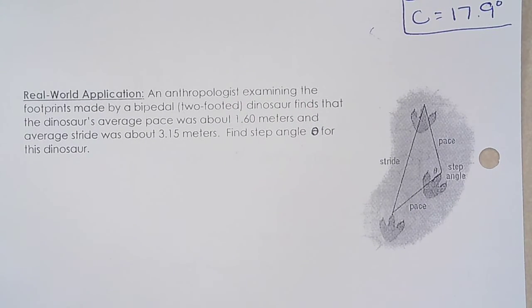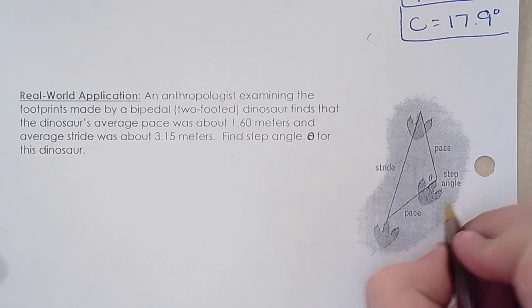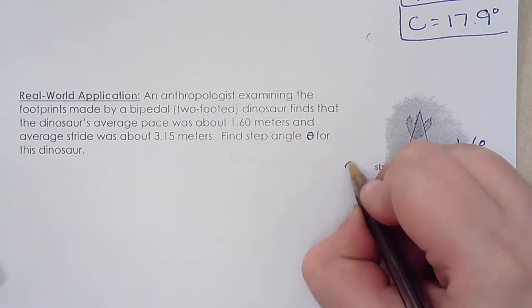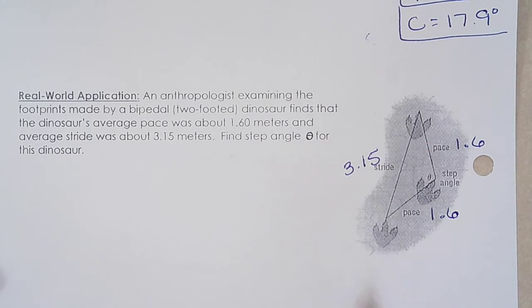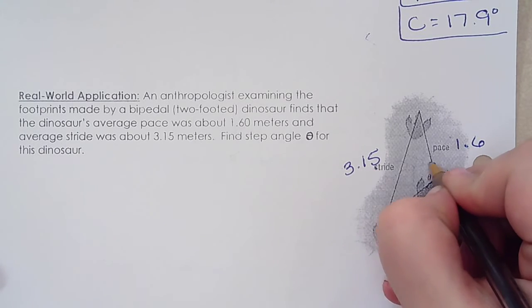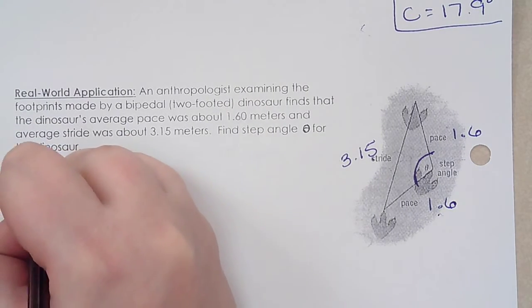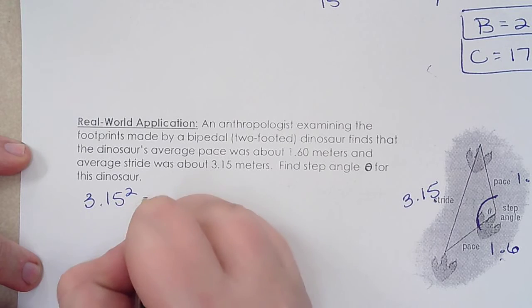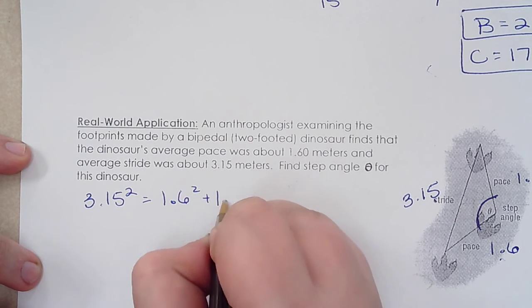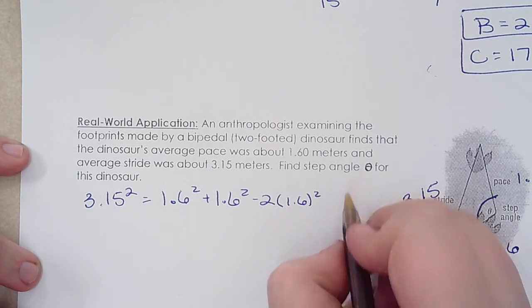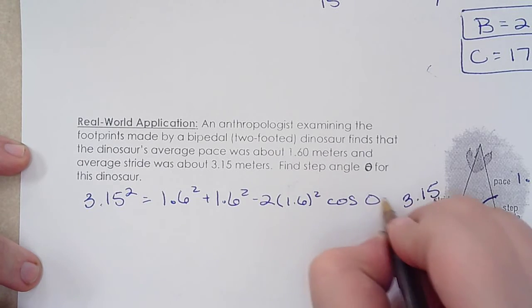So an anthropologist examining the footprints made by a bipedal two-footed dinosaur finds that the average pace was about 1.6 meters. So the pace is 1.6. It says the average stride was about 3.15. If I have three sides of a triangle and I want to find theta, I have to use law of cosine. So that's what I'm going to do. 3.15 squared equals 1.6 squared plus 1.6 squared minus 2 times 1.6 times 1.6, which is just 1.6 squared again, times cosine of theta.